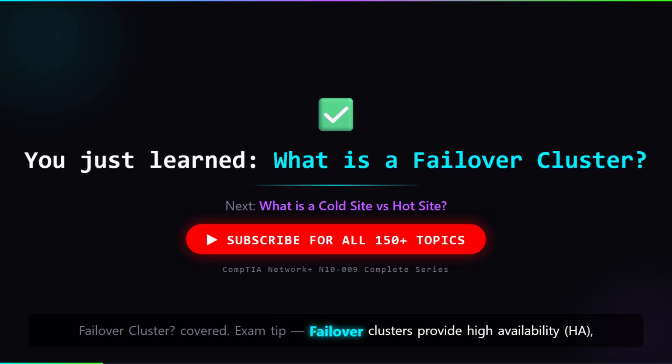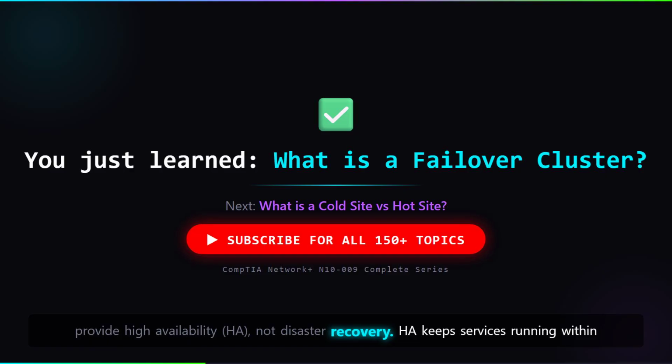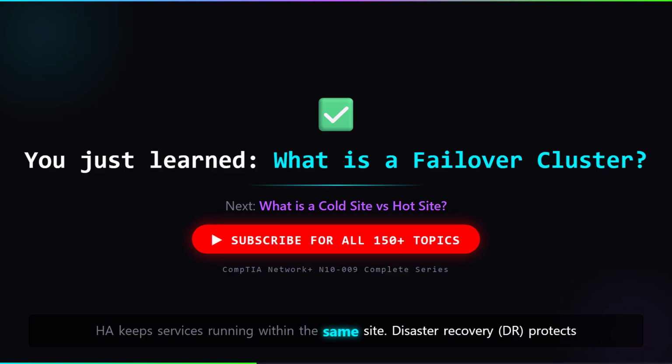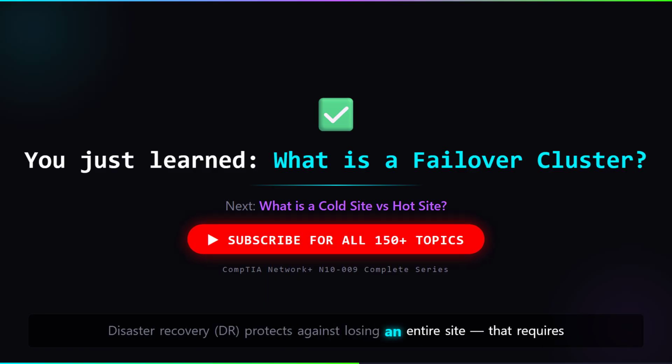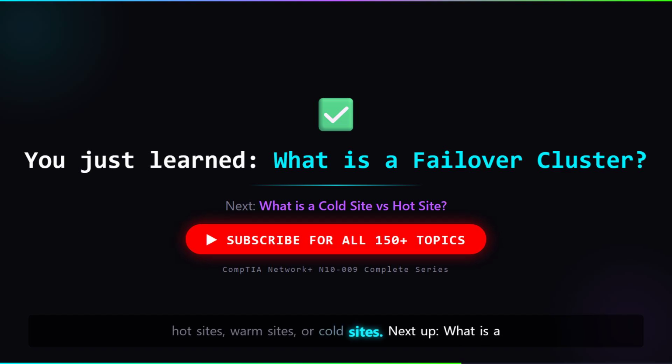Exam tip: failover clusters provide high availability, HA, not disaster recovery. HA keeps services running within the same site. Disaster recovery, DR, protects against losing an entire site. That requires hot sites, warm sites, or cold sites.